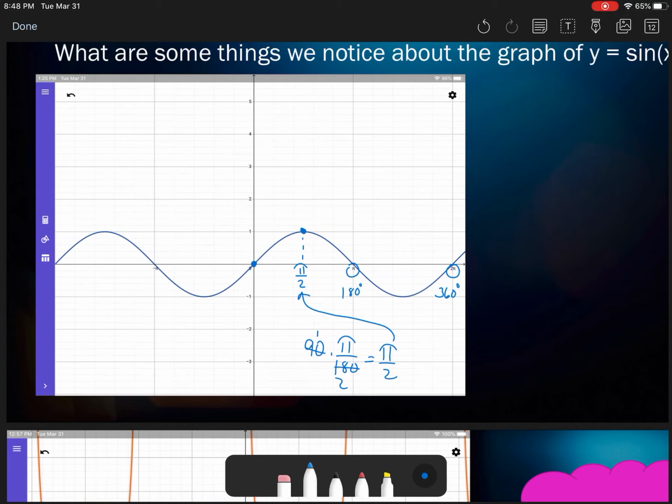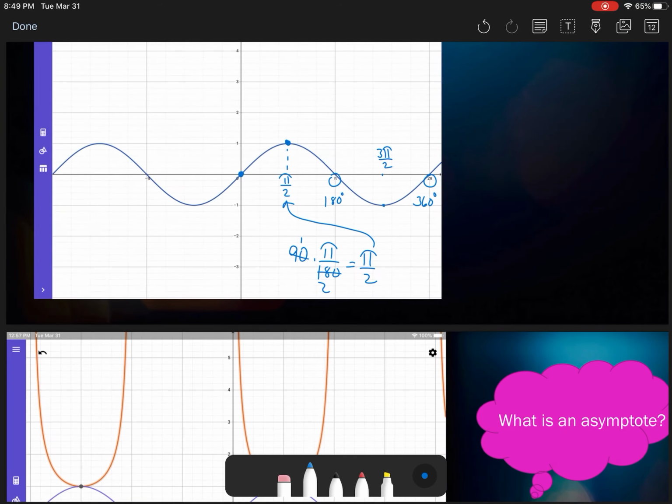Again, we're going from negative 2 pi to positive 2 pi, and you can see on the graph where sine of 180 is 0. Sine of 360 is 0. Sine of 270, which is going to be here, that would be 3 pi over 2, and that's 270. That would be negative 1. And if you're not sure, you can just plug these into your calculator and get the values.